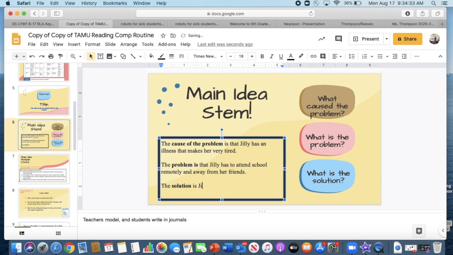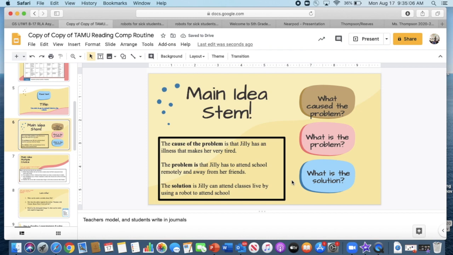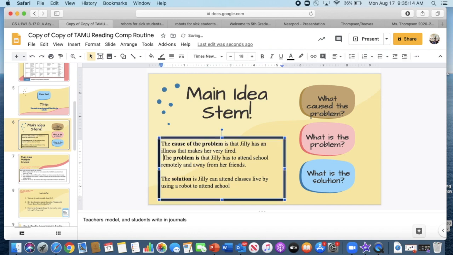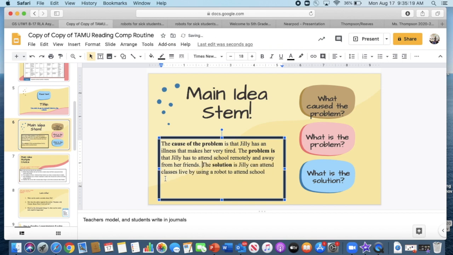So, Jilly can attend classes live by using a robot. Use a robot to attend school. So, now that we've made our statements here, this is what we can use to build our main idea. All I'm going to do is just delete, put these statements together, and look at this. We have our whole main idea right here.